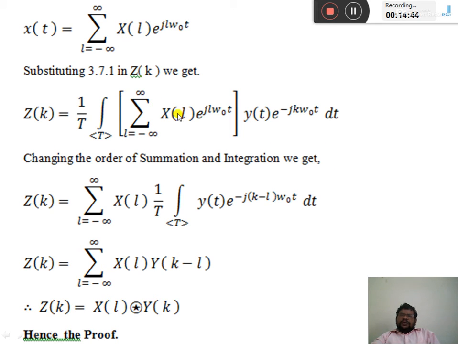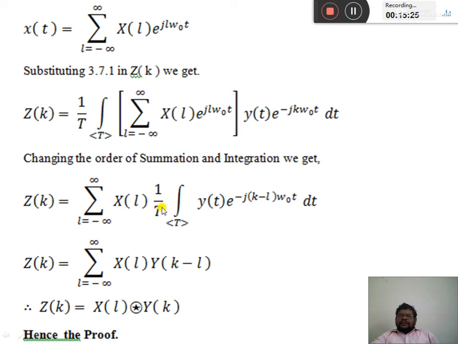After changing the order of summation and integration, we can write this as a summation of l from minus infinity to plus infinity of x of l. Taking whatever terms depend on t to one side, we have 1 by T times the integration with respect to t of y of t e to the power of minus j. Here also you have the exponential with respect to t. Here j omega naught and t are common. Taking e to the power of j omega naught t common, this will remain as k minus l. So e to the power of minus j (k minus l) omega naught t dt.